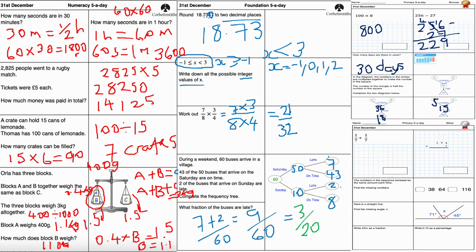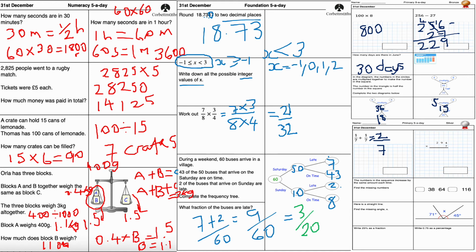Okay, the next section also is looking at the syllabus for the primary 5 a day. Work out 1/7 and 1/7. Well, when the bottom numbers are the same, I just add the top numbers. So it's going to be 2/7. Okay. When the bottom numbers are different, that's when I've got to find the common denominator. Okay. And that's done by working out the lowest common multiple of the two numbers.